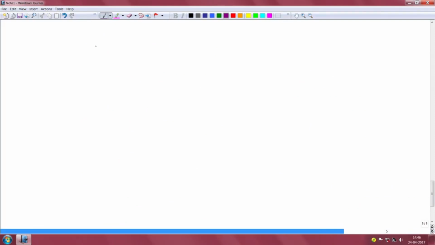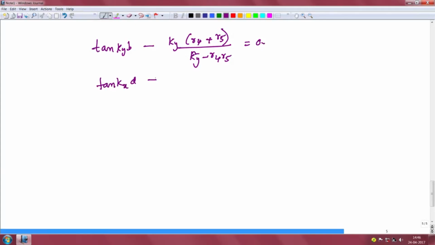So, finally, we can combine these to get tan ky b minus ky into gamma 4 plus gamma 5 divided by ky square minus gamma 4 gamma 5 equal to 0, and also tan kx d minus kx into gamma 3 plus gamma 2 divided by kx square minus gamma 2 gamma 3 equals 0, or m pi, depending on, when you invert it, you can introduce the constants m and n as the mode numbers.